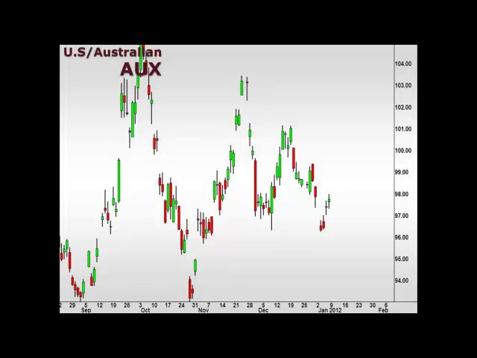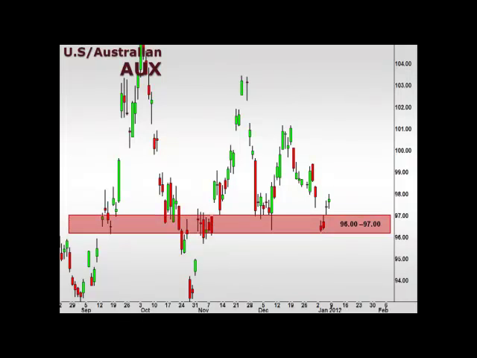Next up, the AUX, the US versus the Australian dollar. Well, the AUX bounced at the 96-97 support level. A reversal and subsequent break below 96 is likely to yield a move lower. Presently, the AUX appears to be heading for a test of 99-100.